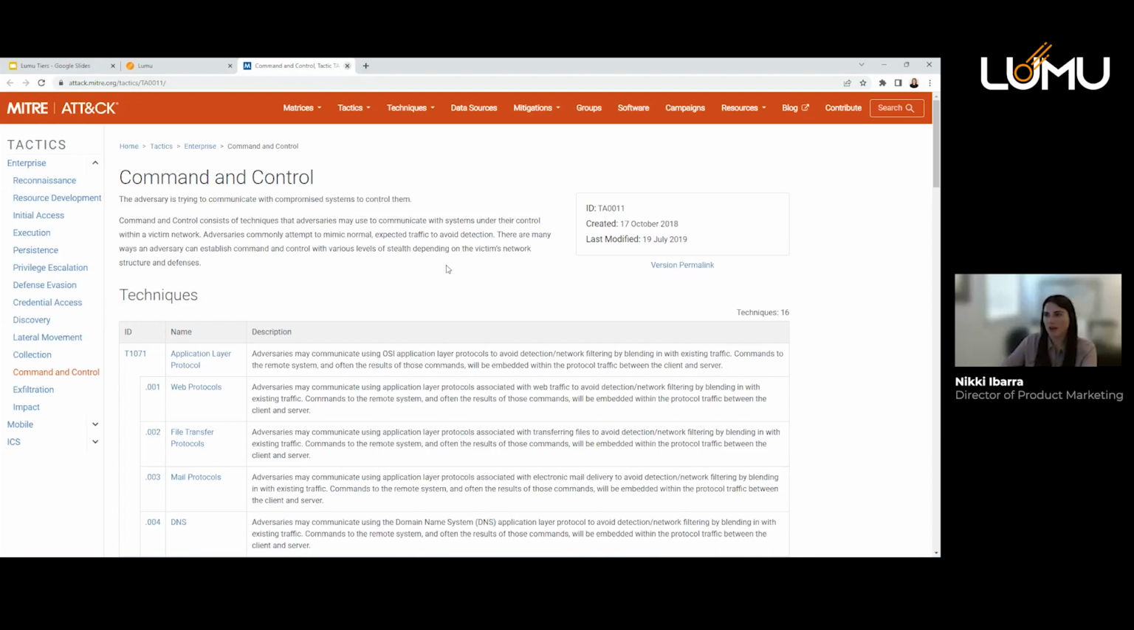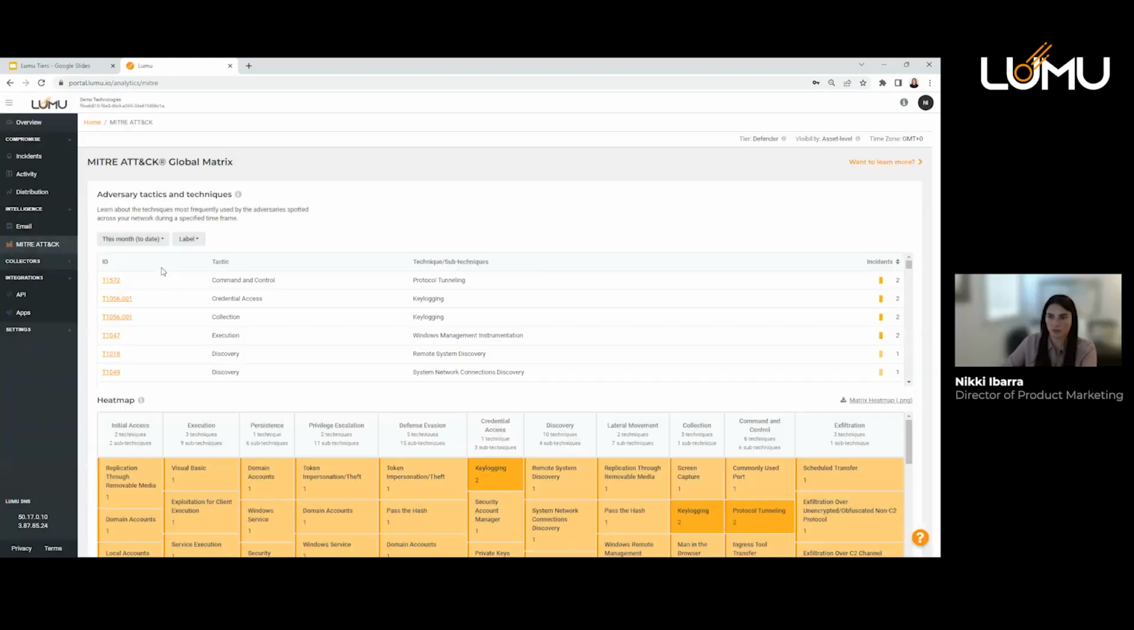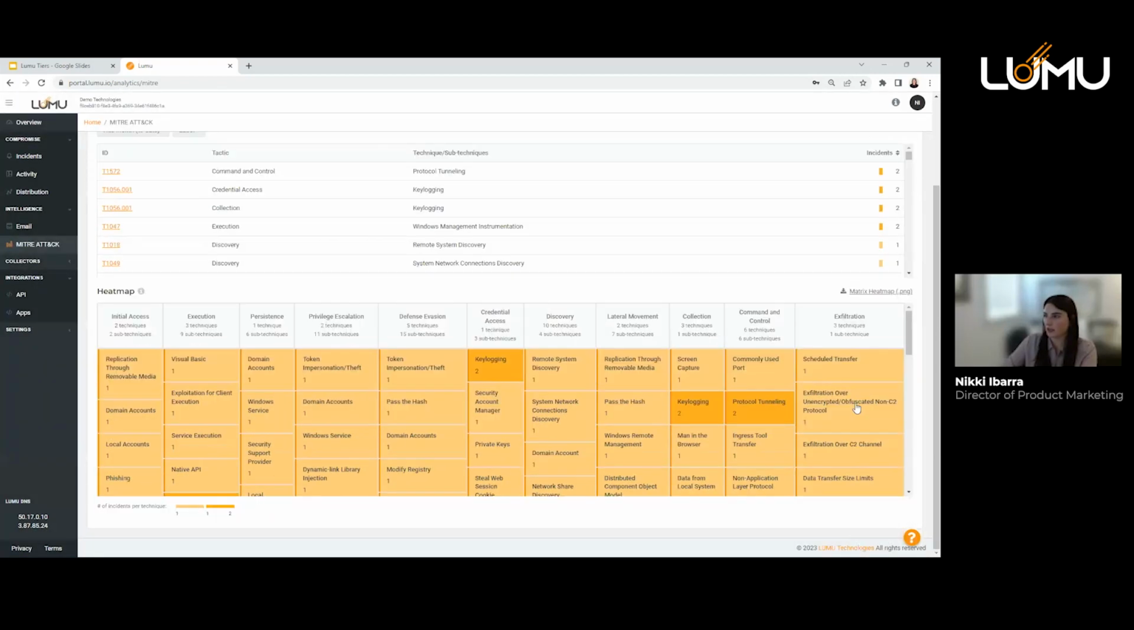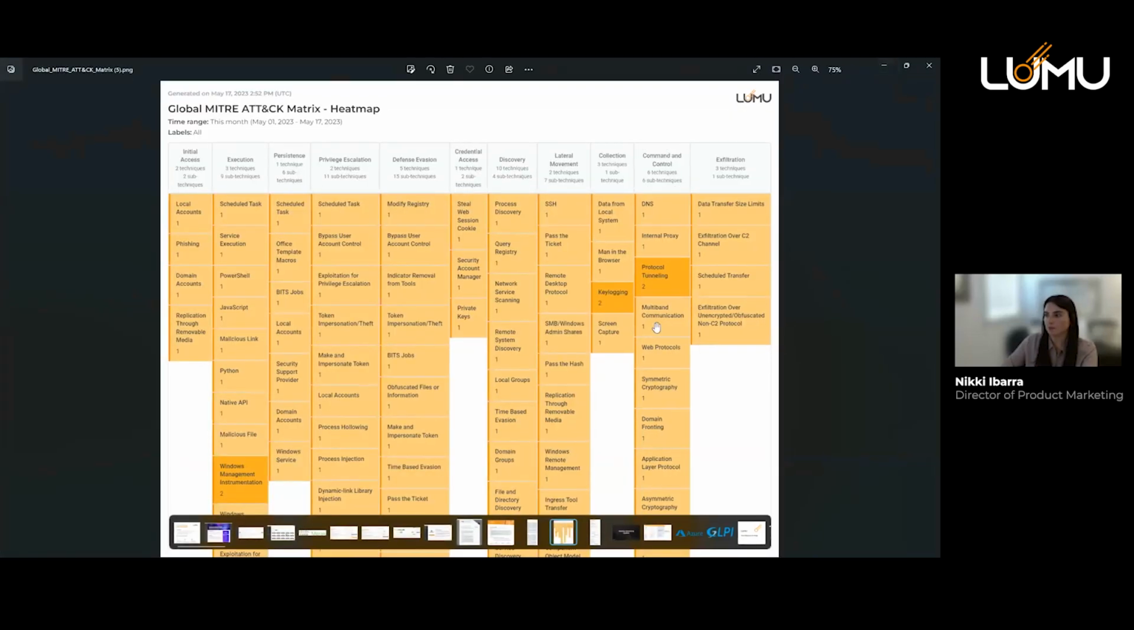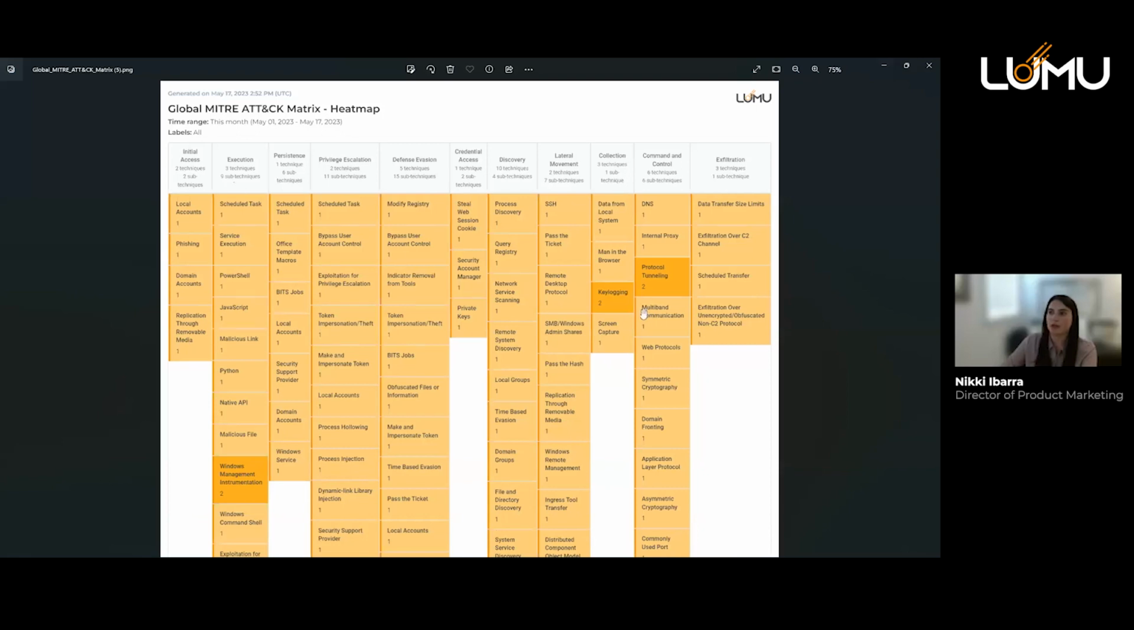You also have there a heat map below. So this is more of a list. The heat map is a different way to visualize it. You can download that here from the portal, and you'll get an image that looks something like this. And that will show you, again, just in a different way to visualize it, for the most part, how you're being targeted, how your organization is being targeted.